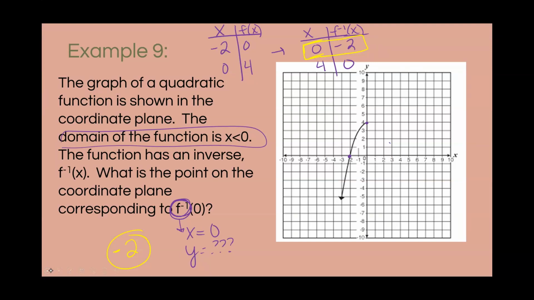Okay, so just to sum it up, we talked about how the domain and range switches from the original graph to the inverse graph. And then when you are trying to find the inverse of a graph, you collect your points, make your f of x table, switch your points to make your inverse table, and then plot those points. Okay?